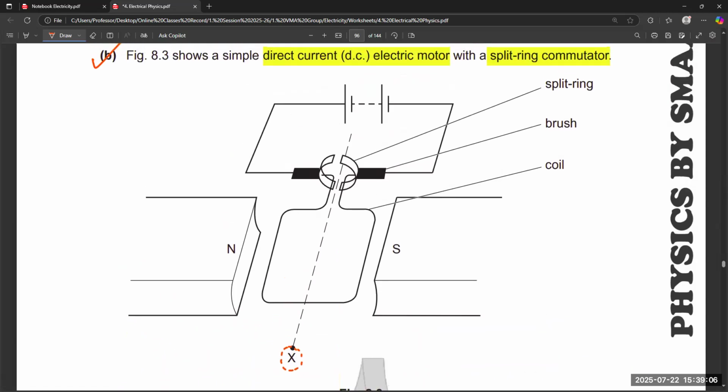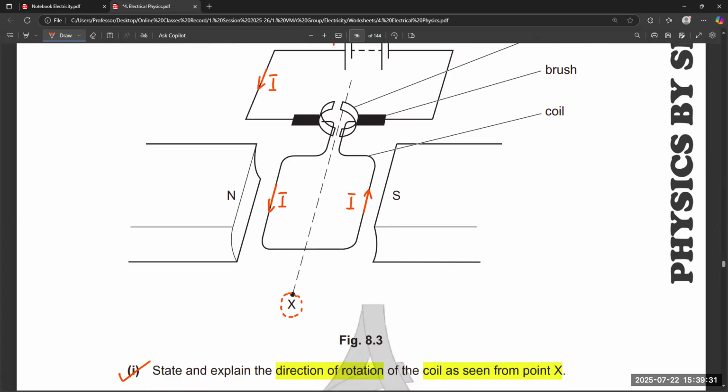According to the diagram, this is the positive terminal of the battery, this is the negative terminal, so this is the direction of current. It is out of the paper from the left hand side and into the paper from the right hand side. It's up to you, you can consider any one direction, left or right. For example, if we continue with the left hand side, on the left hand side the direction of current is outward.